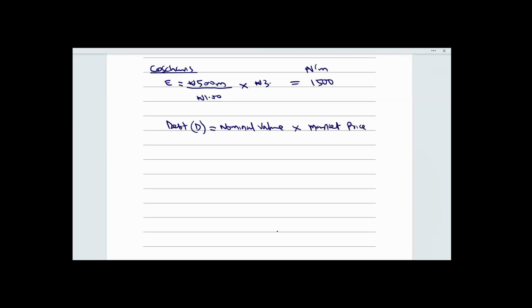In our traditional work, we call this ex-interest price, divided by 100 naira. So the debt nominal value is 368 million, multiplied by the market price of this loan note, which we are told is 102 naira per 100 naira, divided by 100.